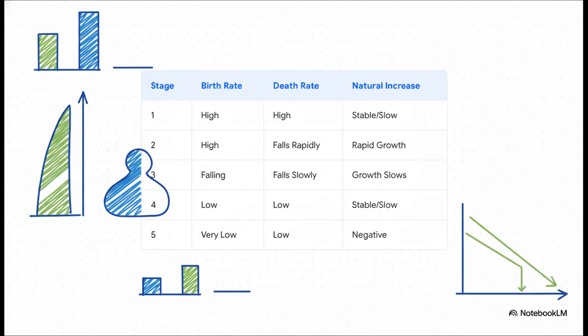All right, so let's zoom out and just recap the whole journey we've been on. This table lays it all out. You can see the whole story right here. You start in stage 1 with high births and high deaths, totally balanced. Then stage 2, the death rate drops and the population explodes. In stage 3, the birth rate starts to fall and growth slows. Stage 4, everything levels out at a low, stable rate. And then, possibly stage 5, where the birth rate drops so low that the population begins to shrink.